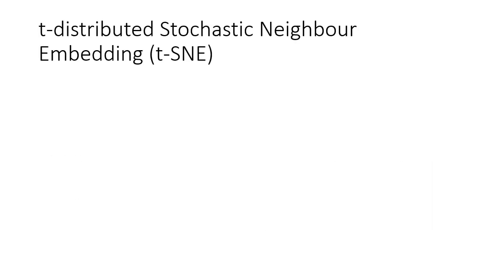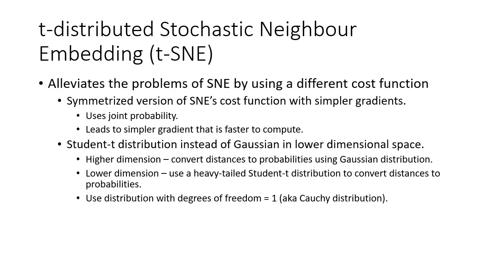So t-distributed stochastic neighbor embedding, it alleviates the problem of SNE using a different cost function. So the cost function is symmetric because it uses joint probability, and because of that the gradient calculation is simpler and faster, and it uses student t distribution instead of Gaussian in lower dimensions. So in higher dimension it uses Gaussian, and in lower dimension it uses student t distribution.